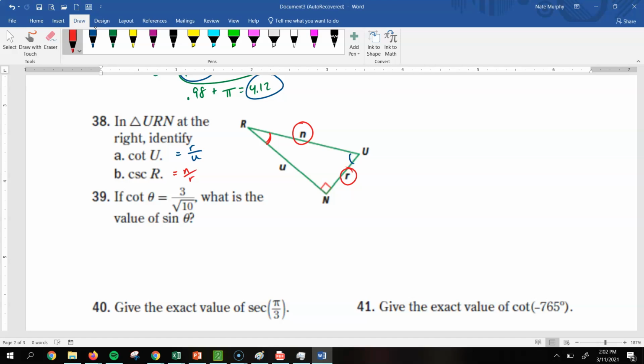And number 39, if the cotangent is 3 over square root of 10, what is the value of the sine of theta? All right, remember the cotangent is going to be the cosine over the sine of theta. So if that's the case, that means the sine of theta is going to equal the square root of 10. So our answer would be that the sine of theta in this scenario would be square root of 2. I'm sorry, square root of 10. There we go, square root of 10.